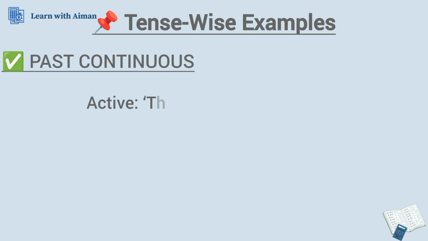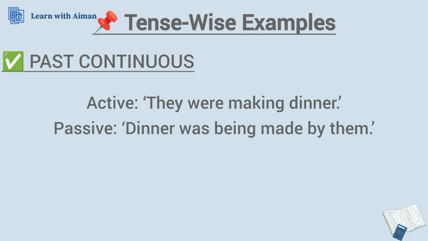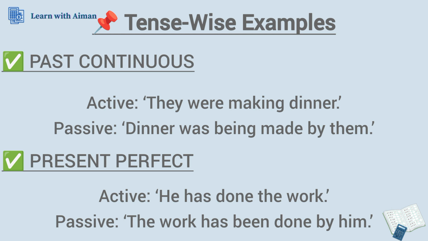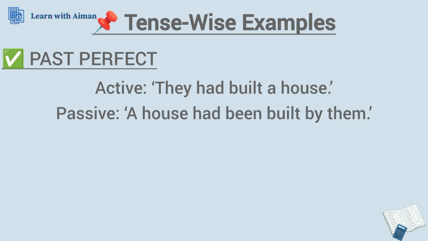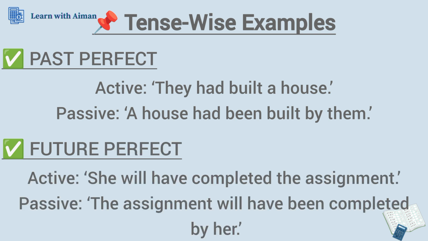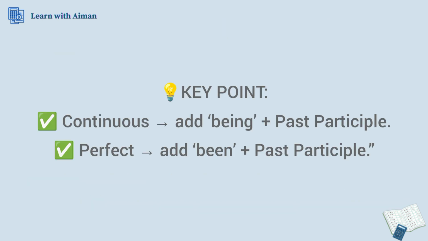Past continuous: they were making dinner. Passive voice: dinner was being made by them. Present perfect: he has done the work. Passive voice: the work has been done by him. Past perfect: they had built a house. Passive voice: a house had been built by them. Future perfect: she will have completed the assignment. Passive voice: the assignment will have been completed by her. So the key points here: for continuous, add being plus past participle. And for perfect, add been plus past participle.